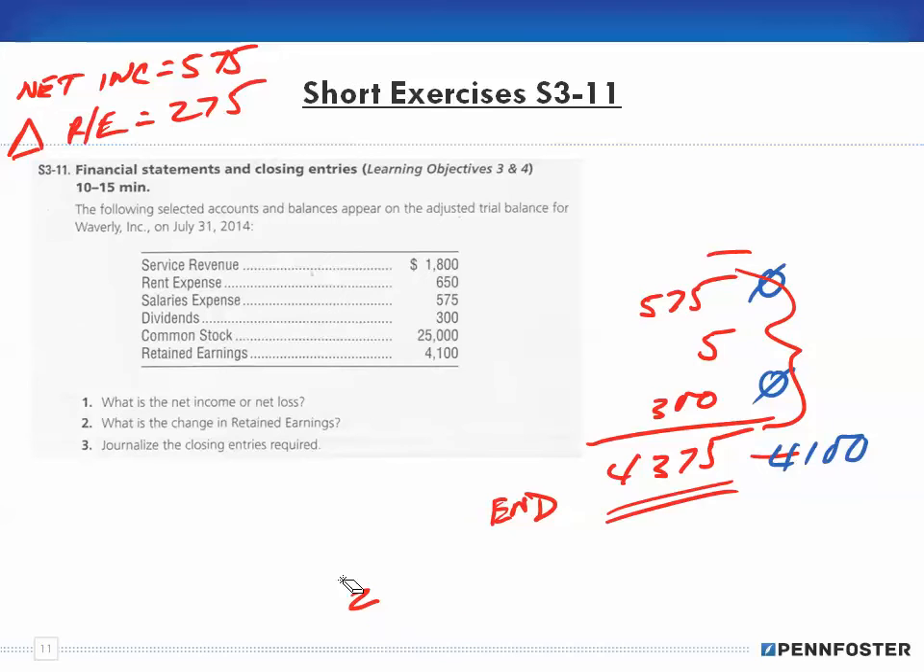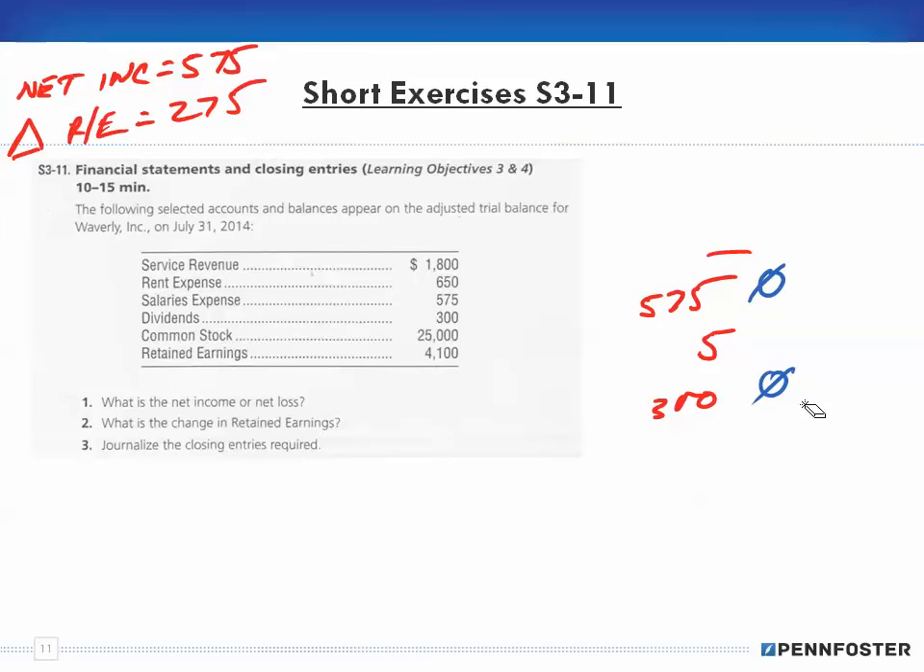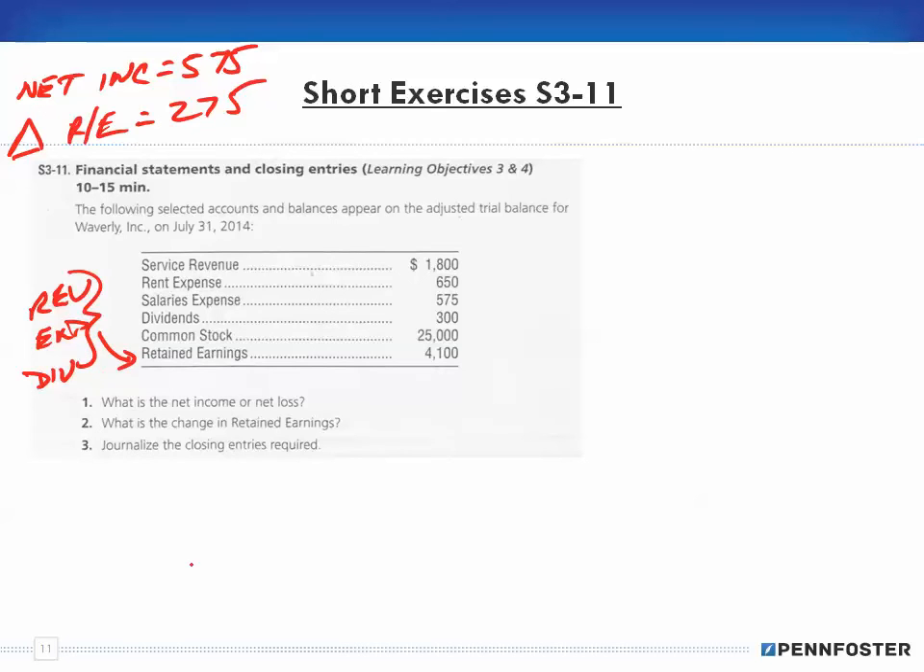All right, so now I'm going to do this from simple to more complex. Simple meaning, remember what we have to do when we're making closing entries: we have to close out our revenue accounts, our expense accounts, and our dividend account. Okay, and we close them all to retained earnings. That's what we're doing when we're making our closing entries.